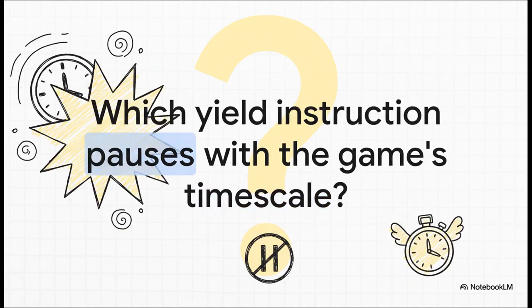And our final question. You're coding a stun effect that needs to last for 2 seconds. But, crucially, it has to pause when the player hits the pause button. Which command do you use inside your coroutine? The correct answer is B. WaitForSeconds. Because it respects the game's timescale, it will automatically stop its countdown when you pause the game.